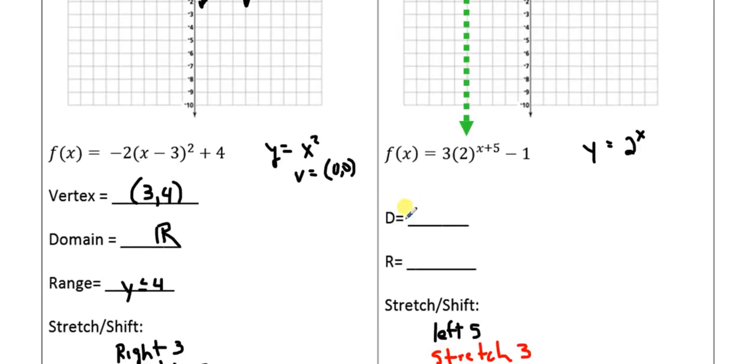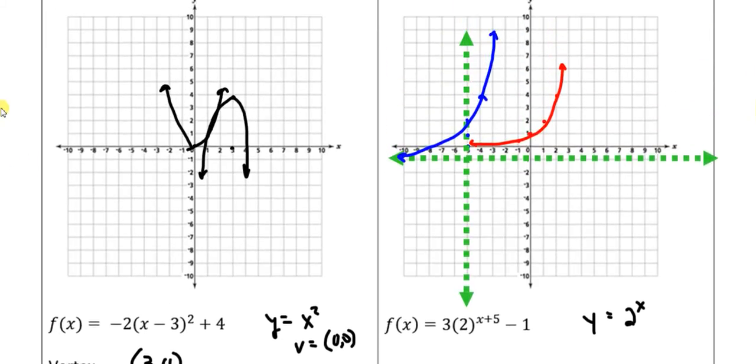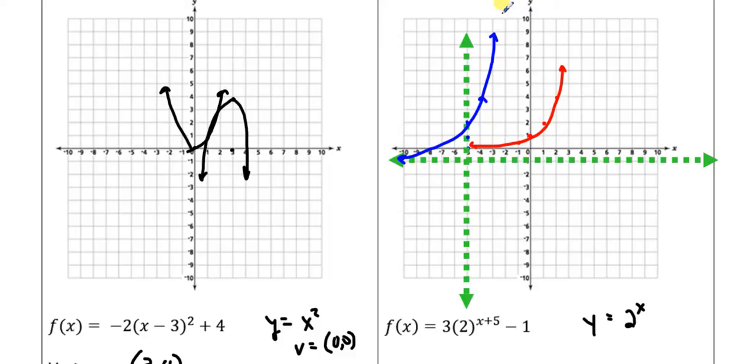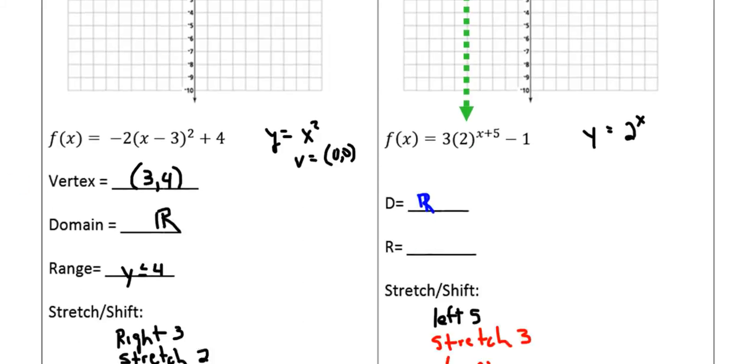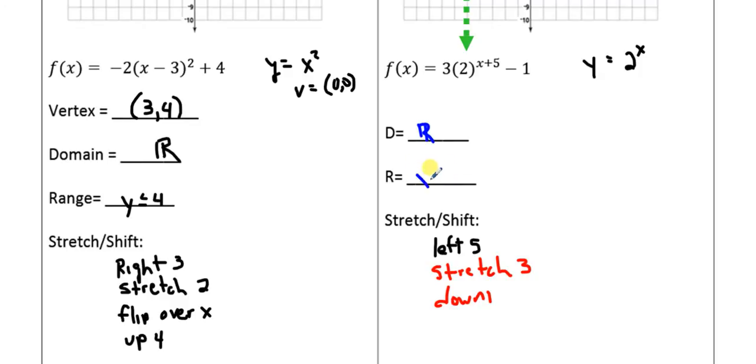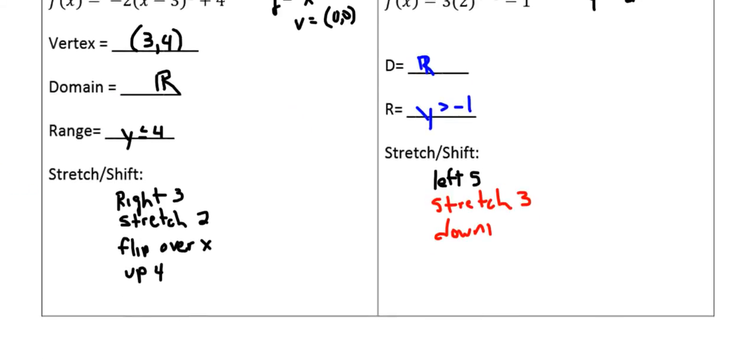Domain, here again you can use all real numbers because x can be any number. The range is the y can go all the way up to infinity, but it won't go below this new asymptote of negative 1. So y will be greater than negative 1, and it's not equal to negative 1. It will never actually equal negative 1.